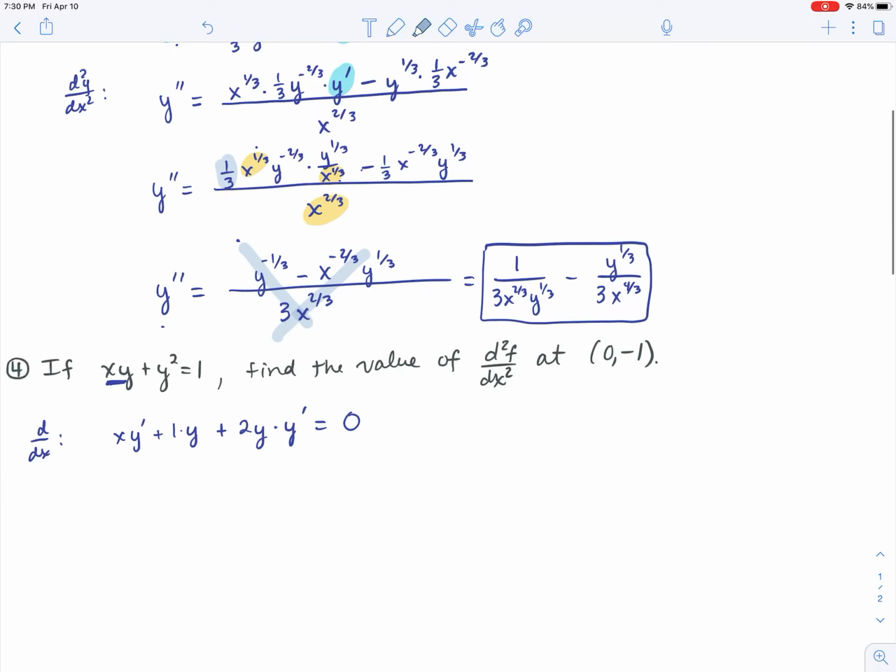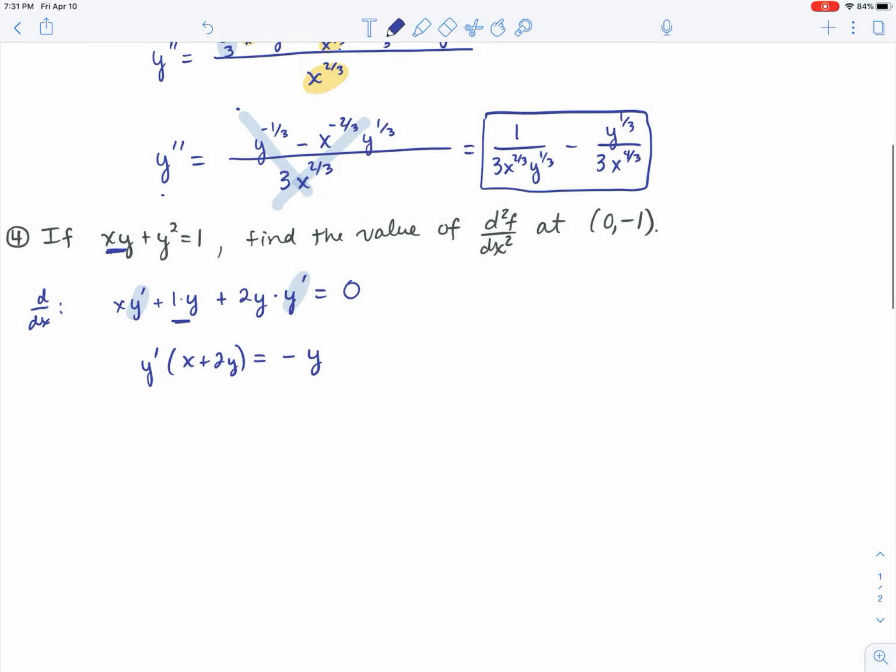Now we're going to solve for y prime. So that is going to give us, let's see, we're going to move this term over and then factor. So let me go ahead and factor the y prime from the x plus 2y, and then move the y term over to the other side. So then we can see that y prime is negative y over x plus 2y.